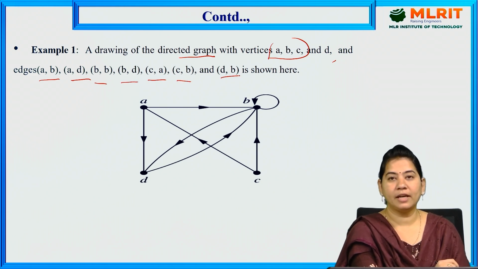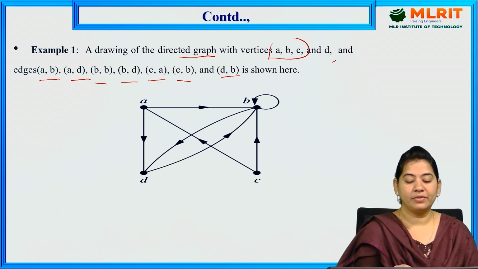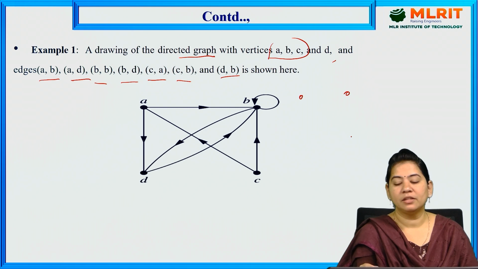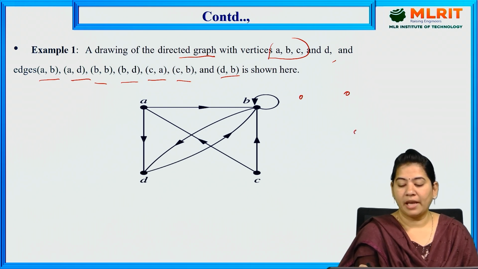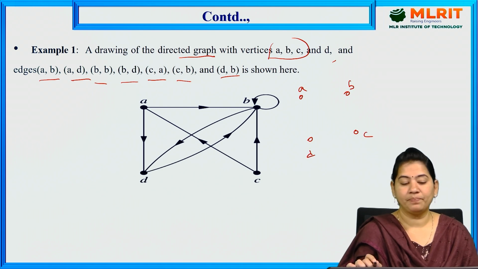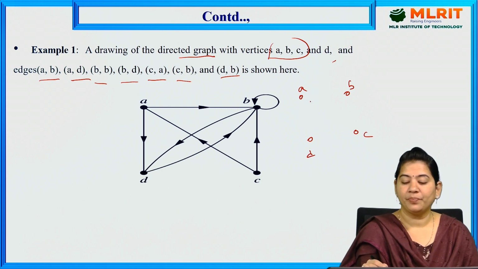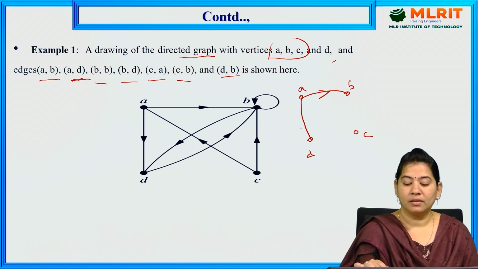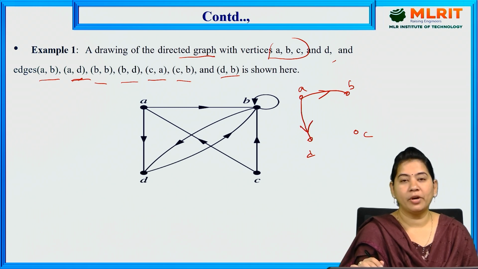Now you need to draw the graph. How to draw the graph? This is already drawn here, but here we will be drawing it. How many vertices are there? Here A, B. You can place the vertices anywhere. So A, B, C, D, but I am following one direction: A, B, C, D. Now what are the edges? A, comma B, the arrow should point towards B. And we have AD, here the arrow should point towards D. BB means you will get a self loop here.